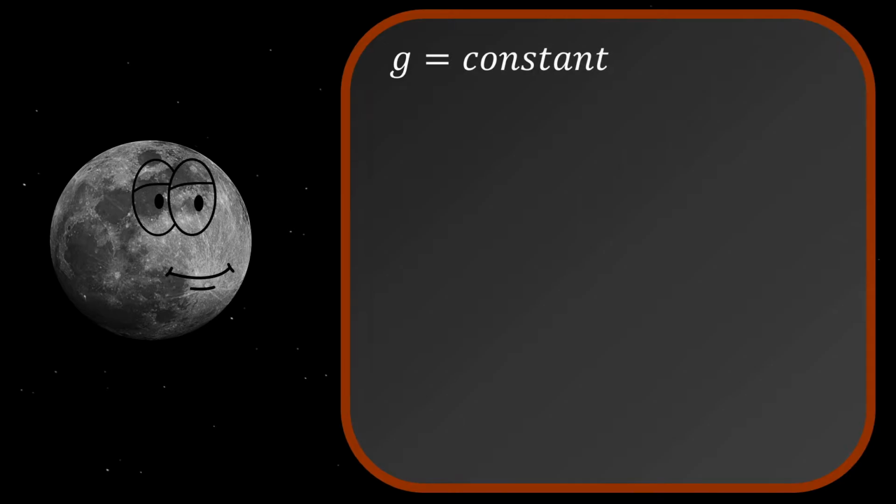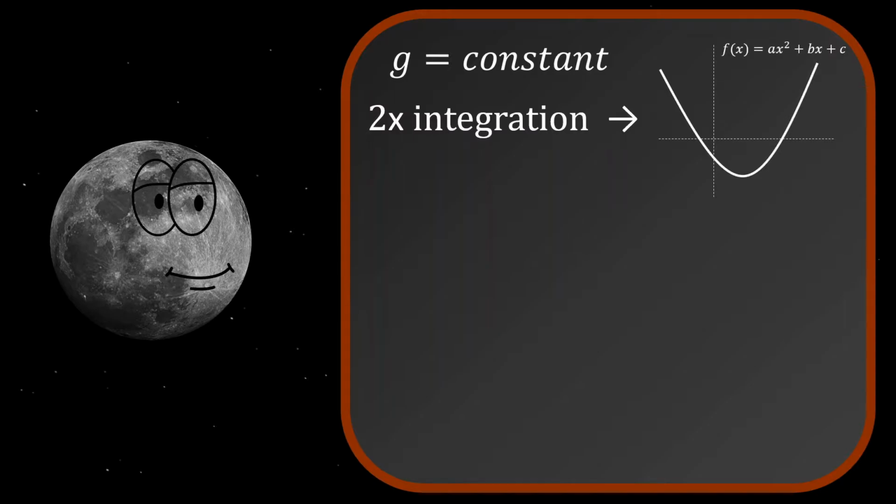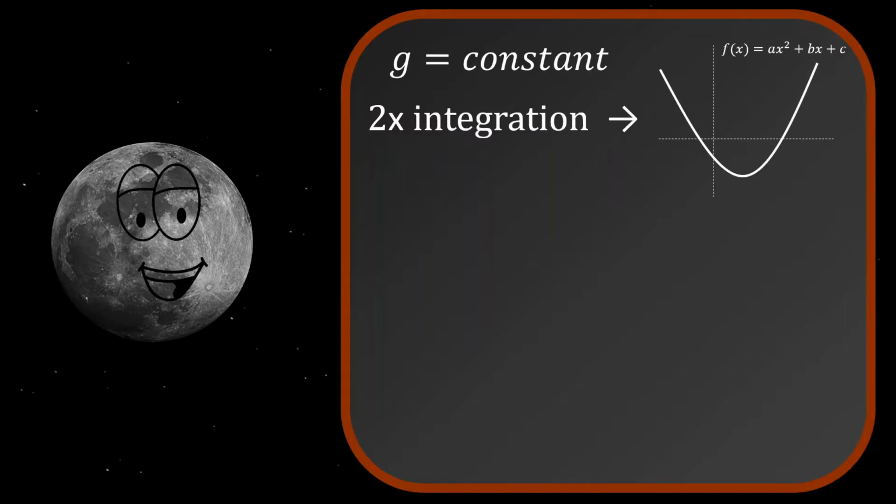The reason is that gravity is pretty much a constant near Earth's surface. And if you integrate a constant 2 times, you get a quadratic equation, which plotted is some parabola. Fun, right? Let's do the maths.